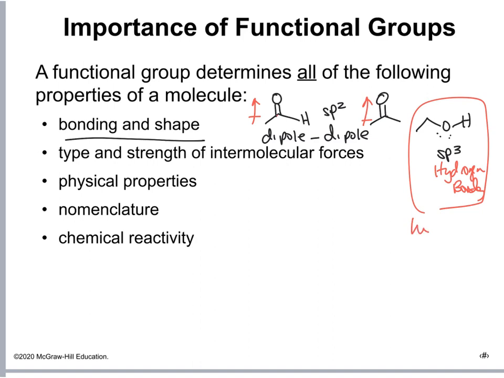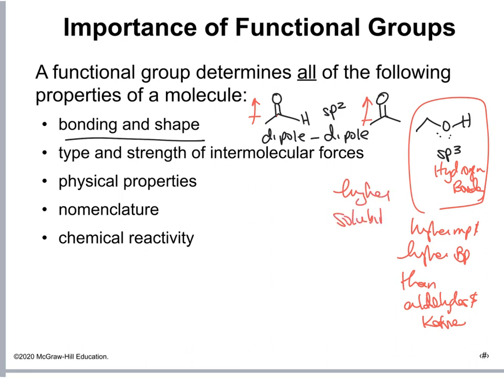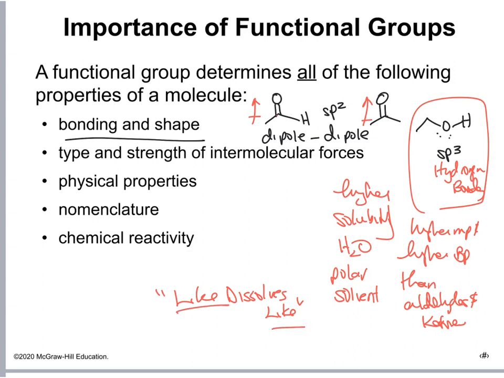These are hydrogen bonding. So ethanol is going to have a higher melting point and higher boiling point than your aldehydes and ketones because of their ranking. And they'll also have a higher solubility in water because water is a polar solvent. Like dissolves like. So if it's nonpolar, it'll dissolve in a nonpolar solvent. If it's a polar solvent, a polar compound will dissolve in a polar solvent. This is the intermolecular force, different types of strengths. Physical properties are determined by these intermolecular forces, and that's melting point and boiling point and solubility.